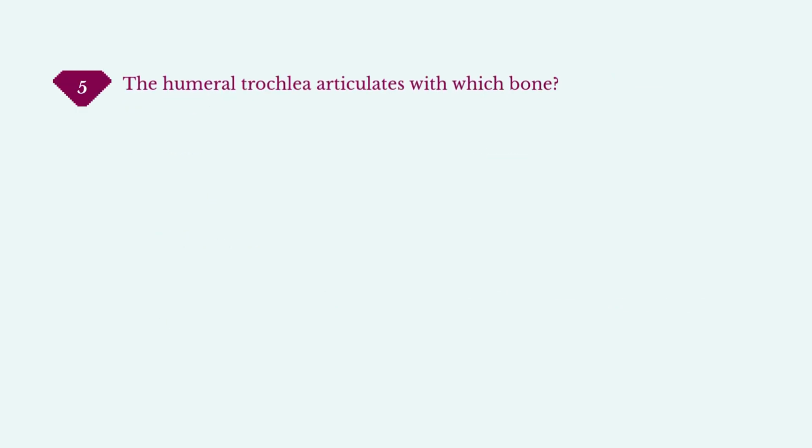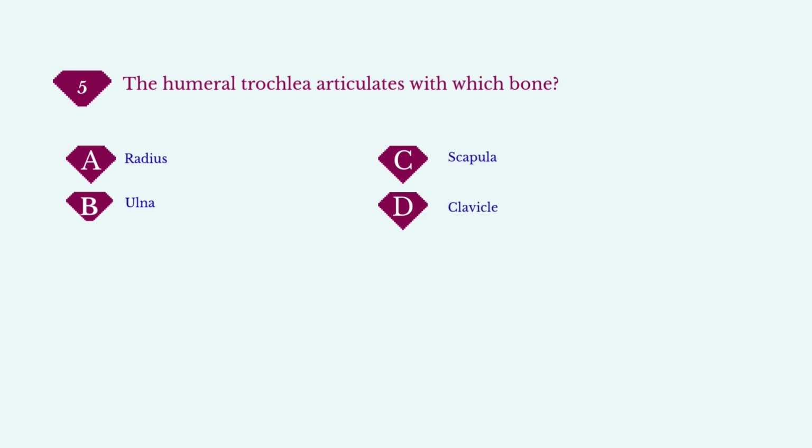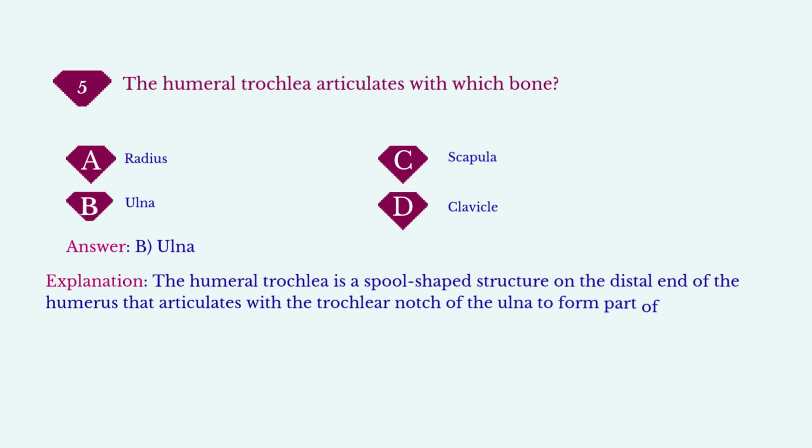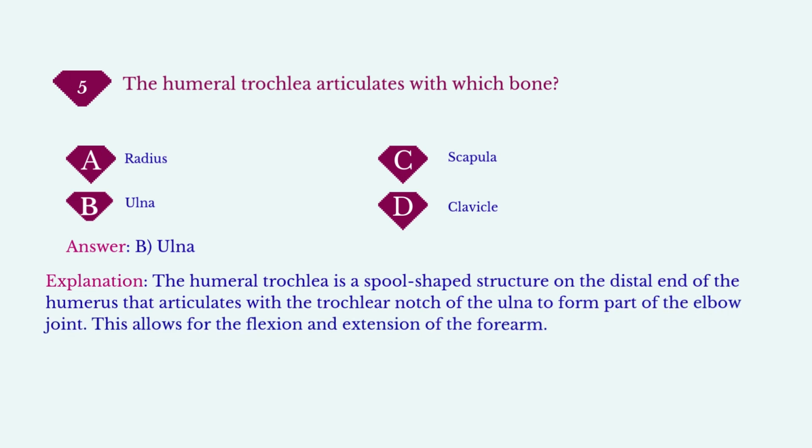The humeral trochlea articulates with which bone? A. Radius. B. Ulna. C. Scapula. D. Clavicle. Answer: B. Ulna. Explanation: the humeral trochlea is a spool-shaped structure on the distal end of the humerus that articulates with the trochlear notch of the ulna to form part of the elbow joint. This allows for the flexion and extension of the forearm.